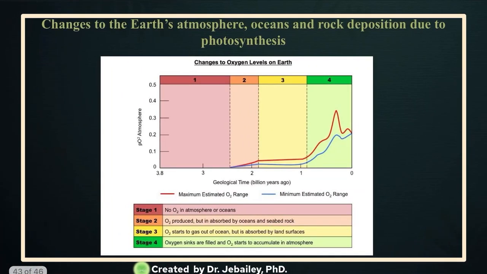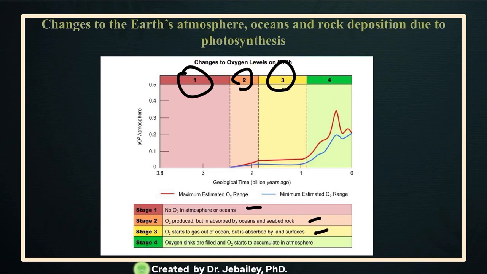And the last thing you have to know for this topic is about how oxygen has been changing and the plants, how they have been reacting from the early days, doing photosynthesis in the atmosphere, in the oceans, and the rock. So you can see on stage 1 right here that in stage 1, there was no oxygen in the atmosphere or in the oceans. Then on stage 2, you start to see some oxygen being produced, but it is mostly absorbed by the ocean and some rock.